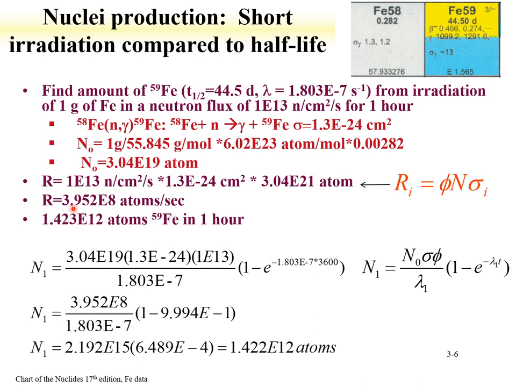I say I want this irradiation for an hour. So there's 3,600 seconds in an hour. So from this, I get 1.4 times 10 to the 12th atoms of iron 59 are made in 1 hour. Now this calculation does not include the decay of any iron 59 during that hour of production. Let's include that by using the saturation factor.